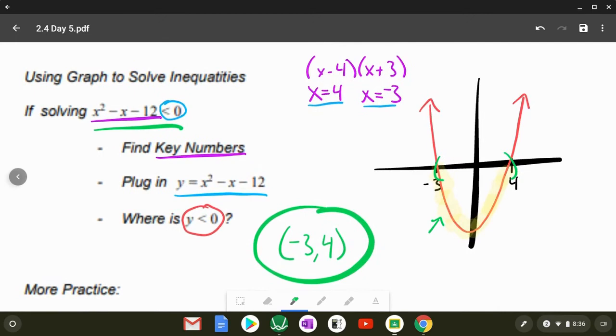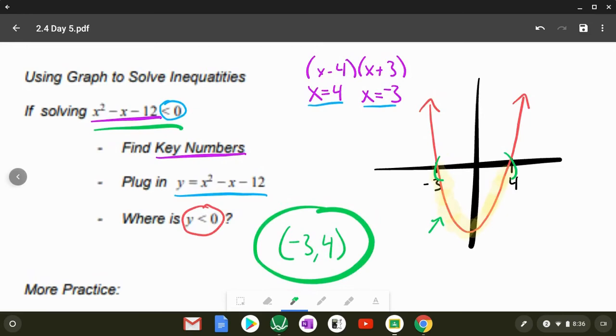So for the backside, for these next two problems, all we're doing is we're finding the key numbers, and then rather than making that table and plugging in the numbers into the factored parts to find the output, you can use the graph and use the x-intercepts that you already found. And just by looking at the graph, you can determine what intervals are in the solution set. Now, obviously, for no calculator, this wouldn't work unless you have a nice graph like this one.